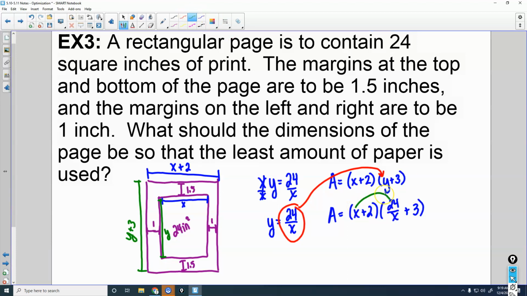So if I do X times 24 over X, X times 24 over X, what's that going to give me? 24. Okay. Then I have to do X times 3. That's easy. Plus 3X. Then I have to distribute this 2. So I got to do 2 times 24 over X. What's that going to give me? 48 over X. And then I have to do 2 times 3, which is going to give me 6.